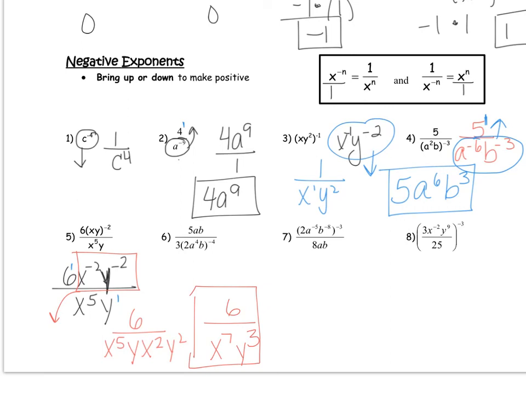I'm going to check to see that those are at least attempted, and we will go over these in class. We are going to spend a tremendous amount of time on all of these exponent rules, varying levels of difficulty, of course, so please do not stress if this is difficult at this time.